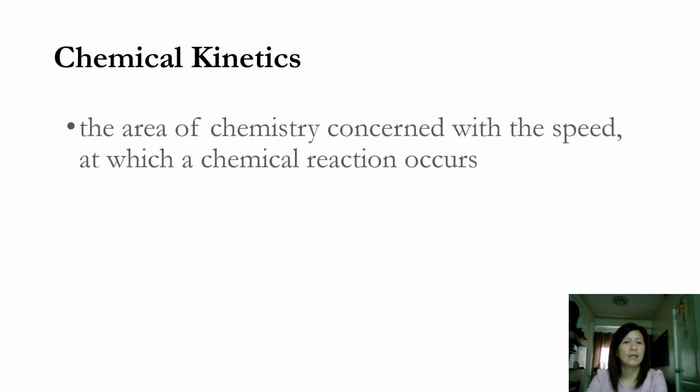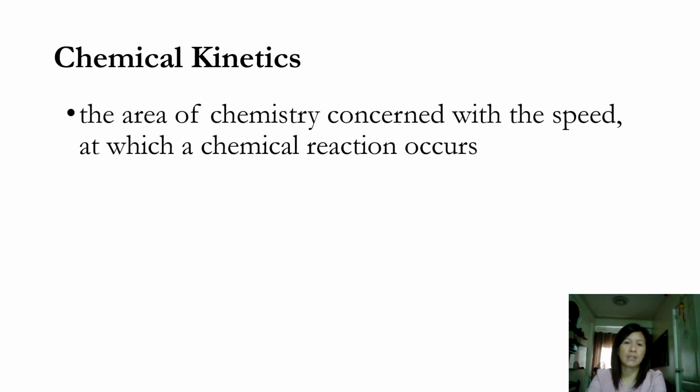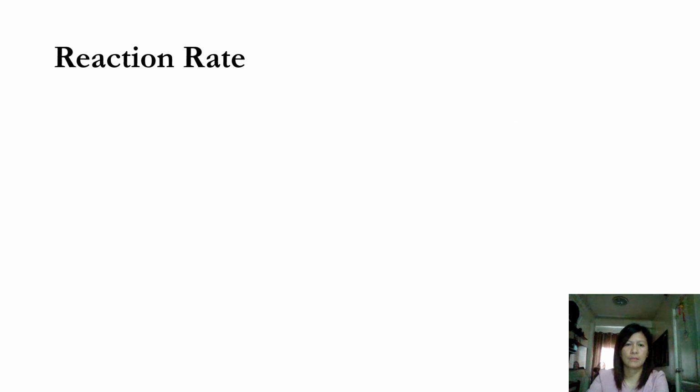So first, let us define chemical kinetics. Chemical kinetics is like stoichiometry. It's a portion of chemistry. Chemical kinetics is the area of chemistry that is concerned with the speed at which a chemical reaction occurs. So basically, it deals with how fast or how slow chemical reactions are taking place.